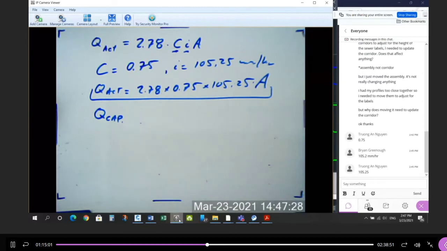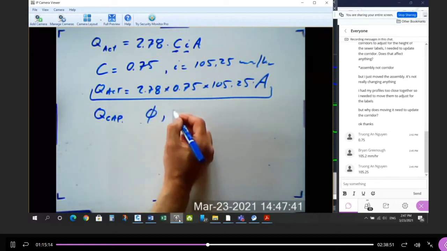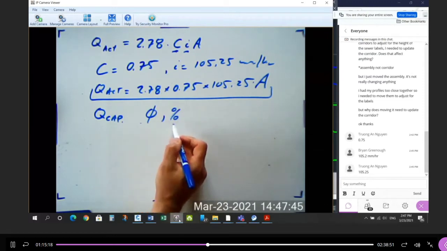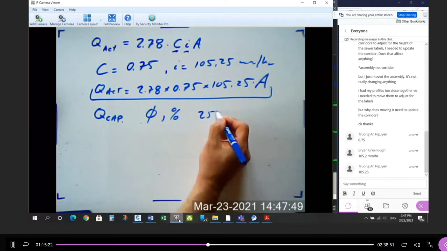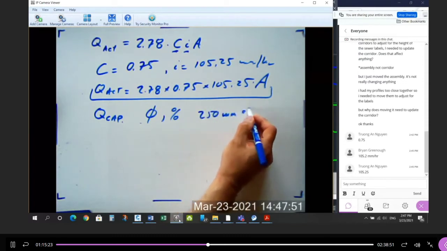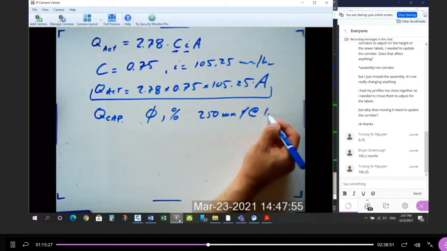To calculate the pipe capacity, I need Manning's equation. And to calculate the capacity and the velocity of a pipe, I always need 2 pieces of information. I need the size and I need the slope. So I need the diameter and I need the slope, the percent grade. Okay? I need to know a size and a slope. Let's, for example, look at a 250 millimeter diameter pipe at 1%.